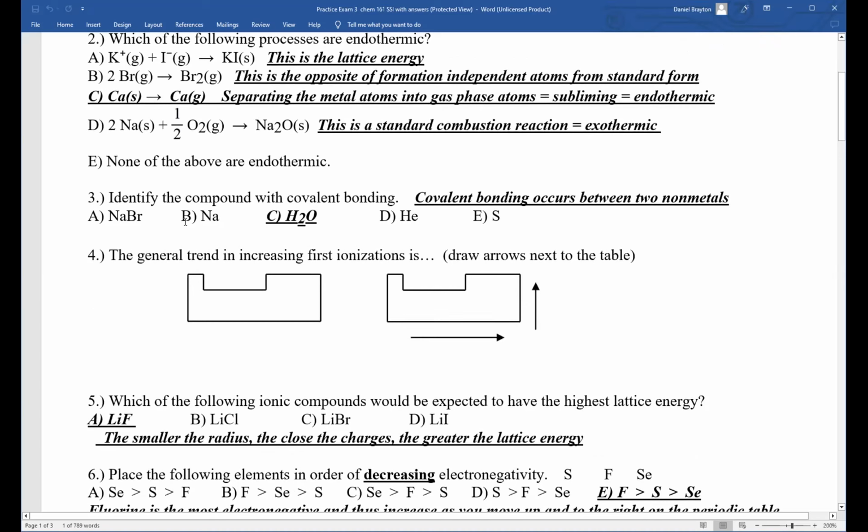3, identify the compound with covalent bonding. So A is ionic, right? A metal and a non-metal. B is just a metal. D, helium, is a non-metal, but it's a monatomic gas, helium. So there's no bond. E, you could actually argue, because it's just saying sulfur, which is a little misleading, I'd say, a touch.